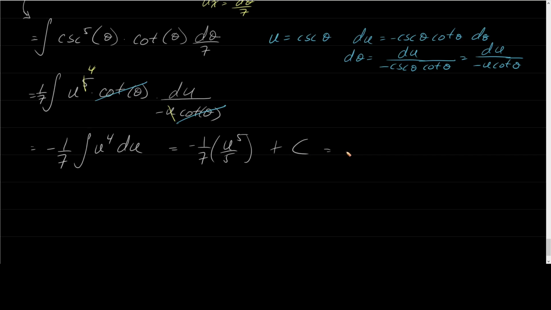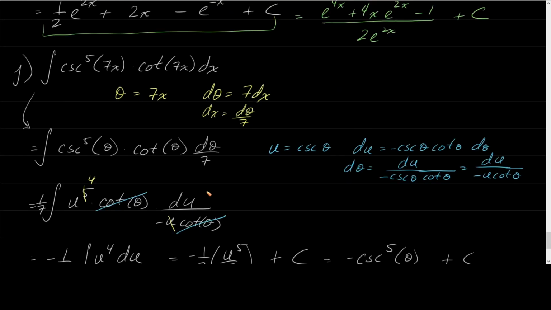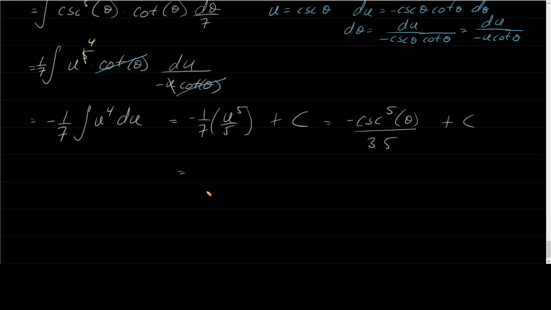So that gives us, well, the problem is not about u. Before it was about u, it was about cosecant theta. So we have really here negative cosecant to the 5th of theta over 35 plus c. But the problem was not about theta either. It was about x. So, well, what was it? Theta was 7x. So what we have here is negative cosecant to the 5th of 7x over 35 plus c.